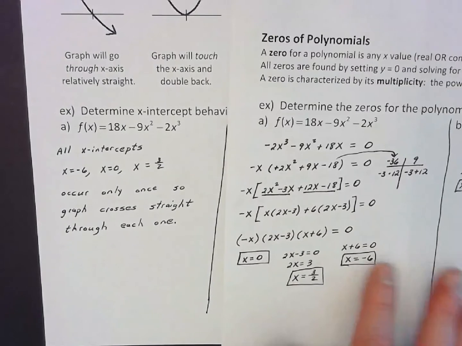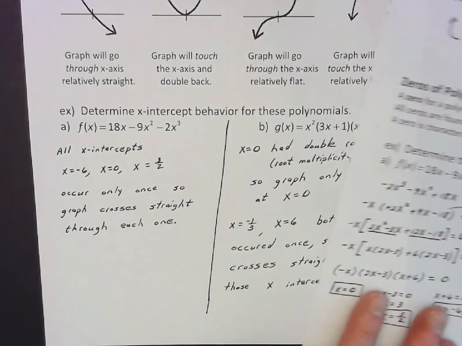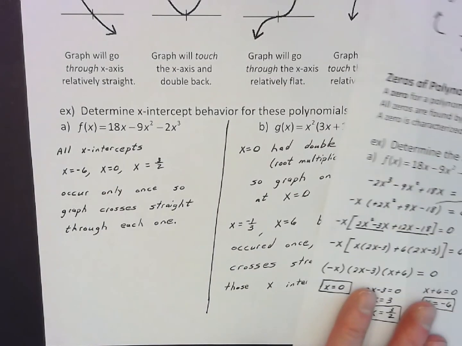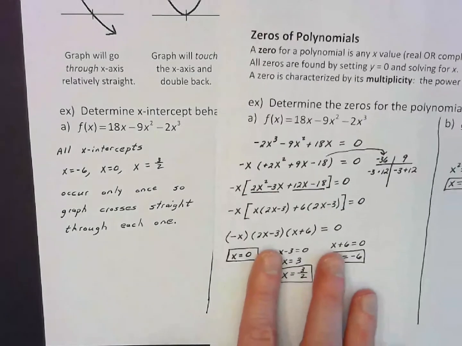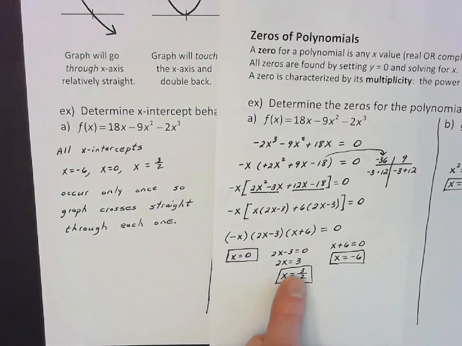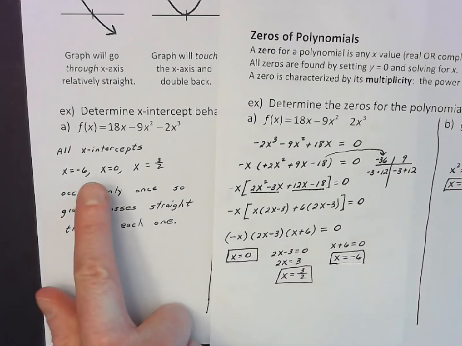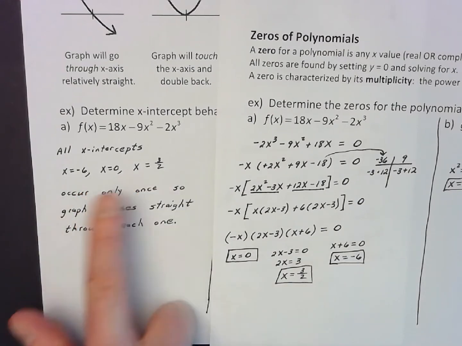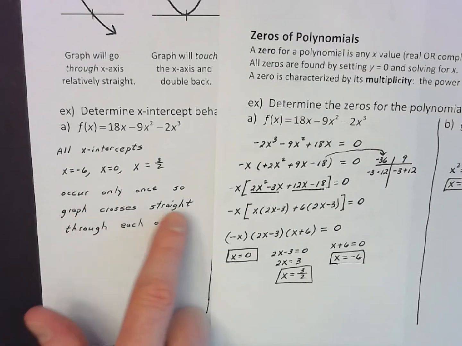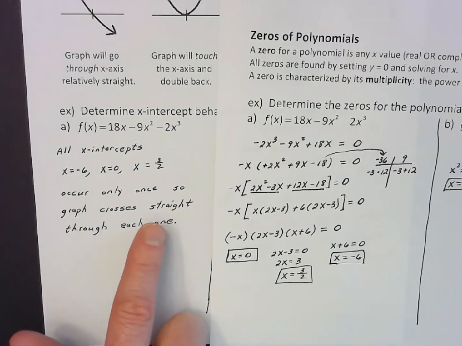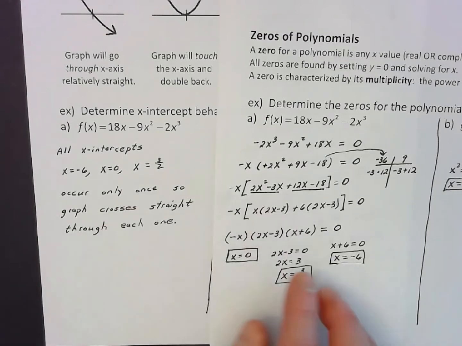Notice, in this one, it's just asking us to determine the x-intercept behavior for these polynomials. So I've already found the x-intercepts, and I found that they all just occurred once. So since all the x-intercepts just occur once, the graph is just going to cross straight through each one of them. That's the pretty simplistic scenario. It's just going to go right through.